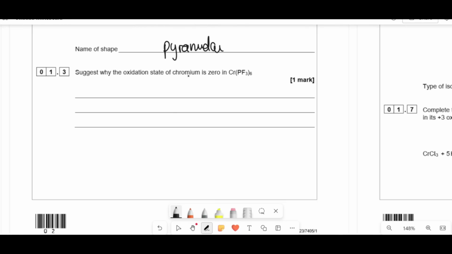Next is the oxidation state of chromium, which is 0 in Cr(PF3). So a lot of people talked about the whole thing. A lot of people talked about the PF3. A lot of people talked about every element other than chromium for some reason.